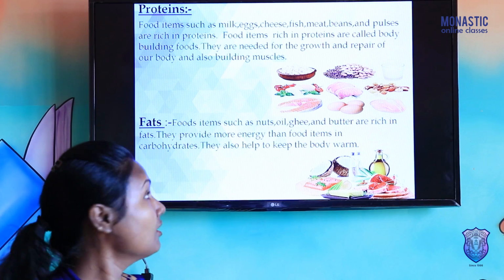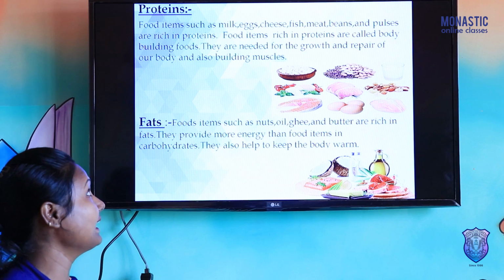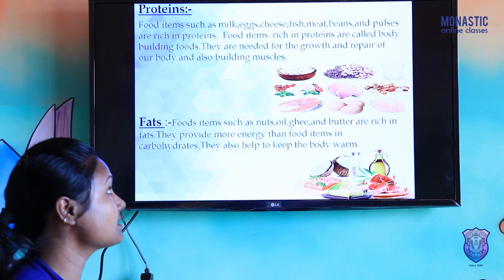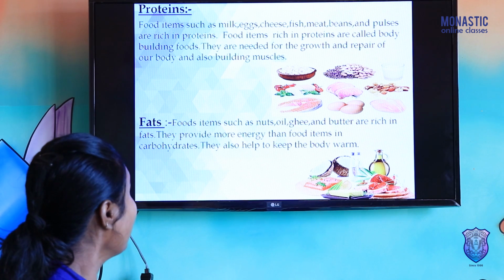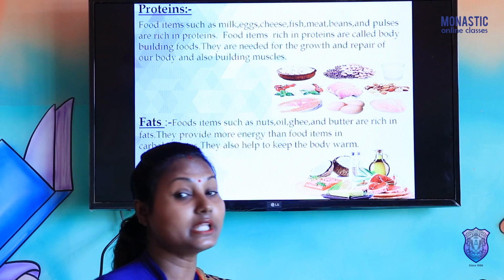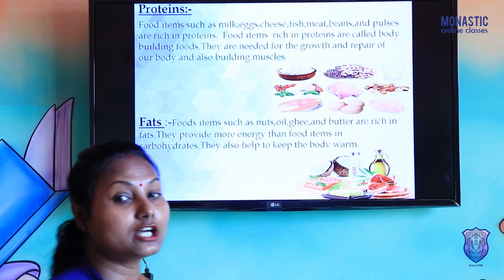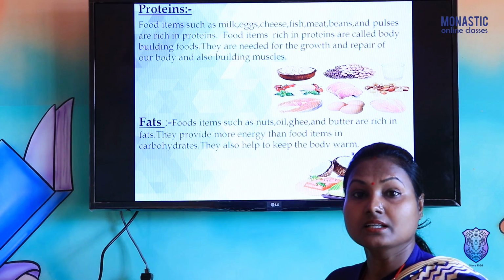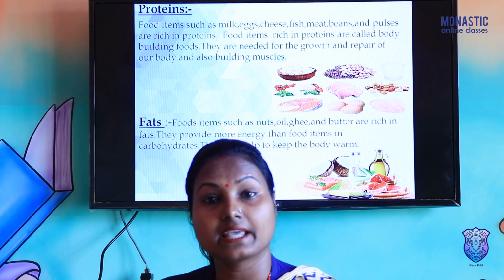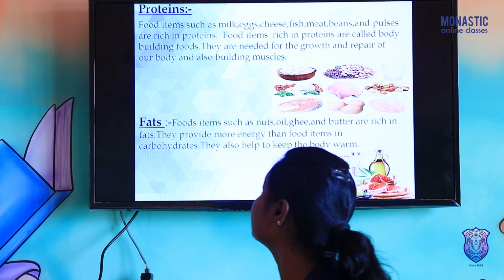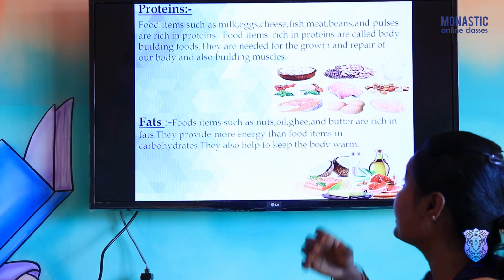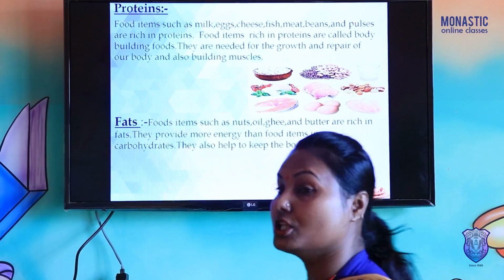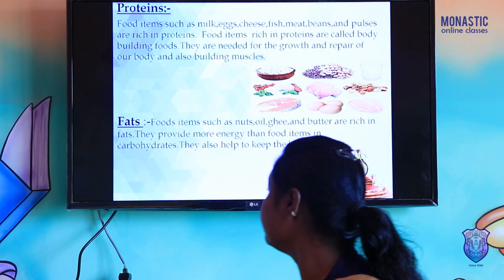Next, proteins. Food items such as milk, eggs, cheese, fish, meat, beans, and pulses are rich in proteins. These food items help in the growth and repair of our body and also in building the muscles. Young children need proteins because they are still growing up. So they need food items like milk, eggs, and cheese, and these food items are also called bodybuilding foods.